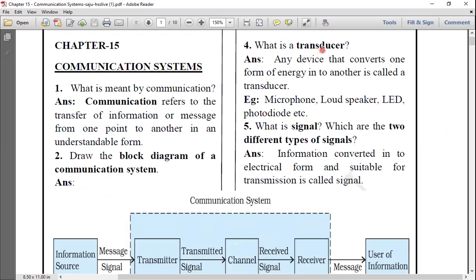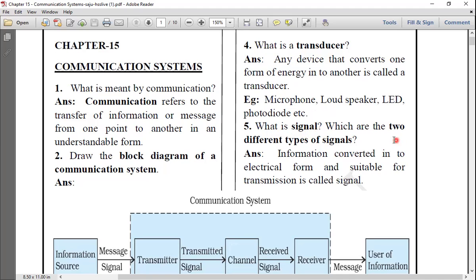Now, what is a transducer? Transducer means what? Any device which converts one form of energy into another. For example, microphone, loudspeaker, LED, photodiode, electrical energy to light energy, electrical to sound, whatever, one energy to another. If it is converting, then that device is called transducer.